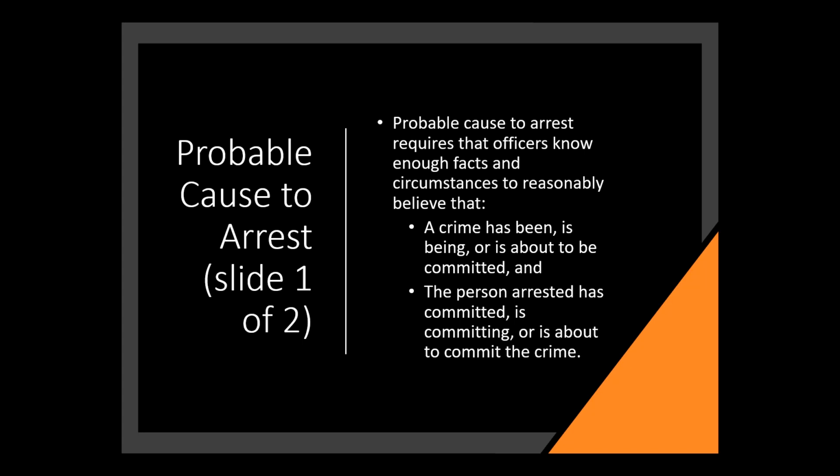So basically, you have to believe that a crime's about to happen, and importantly, the person you're arresting has committed that crime, or is about to commit that crime, or is in the middle of committing that crime. So not only is there a crime, but this is the guy that did it. So it's kind of a two-step process.